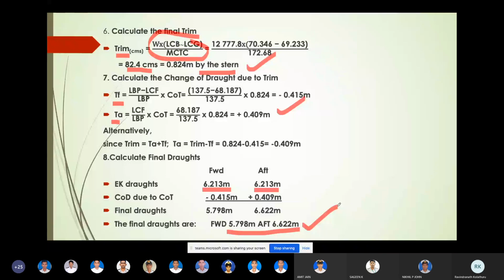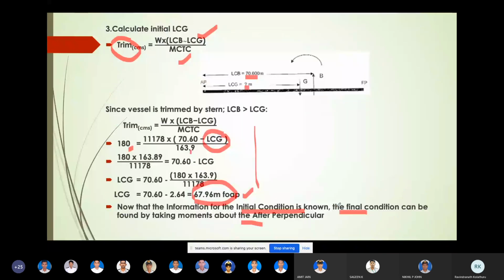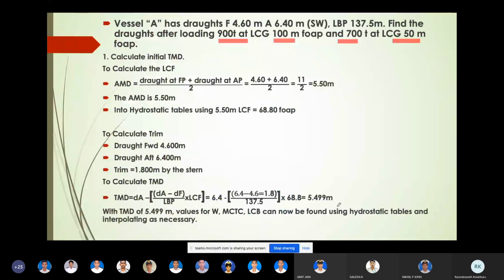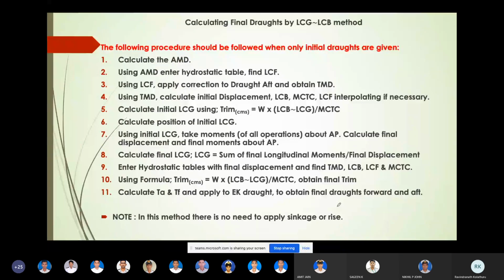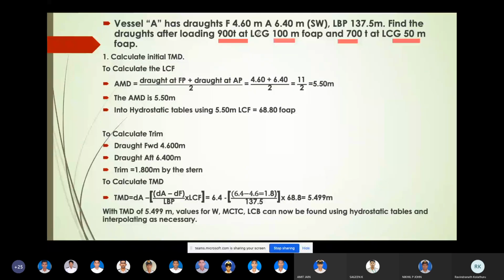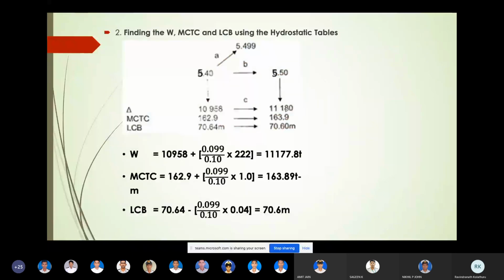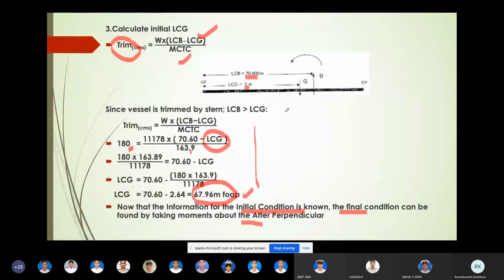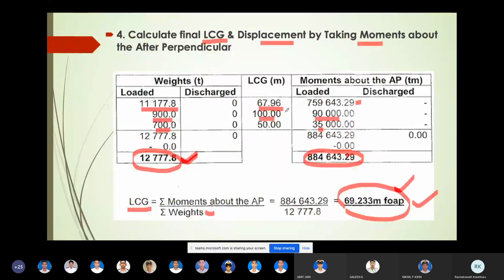Now what we have done, instead of giving you directly the initial displacement and LCG, initial drafts were given to you. So from the initial drafts, you have to find the initial condition. All parameters have to be found out. Once you got an initial condition, then you know that certain operations are being carried out. With that, I will get my final condition. After this stage, it comes back to the previous problems as we did them.